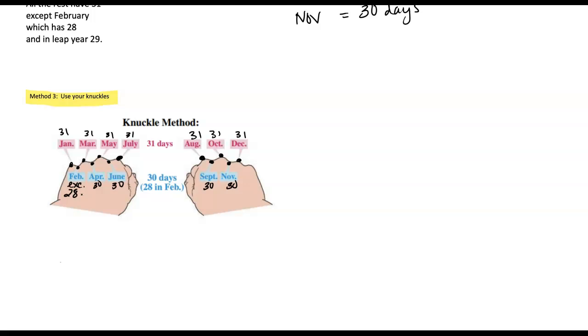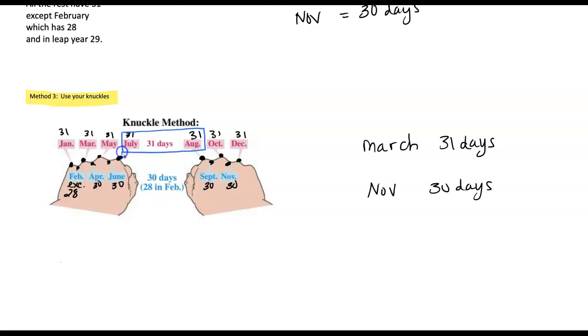So you can use your knuckles when you're in the middle of a problem. So again, if we wanted to look at March or November, we could use our knuckles and just start here. January, February, March. March is at the high point of a knuckle, so that's 31 days. For November, we could keep counting. January, February, March, April, May, June, July. Back here to the top, August, September, October, November falls in a valley. That's 30 days.